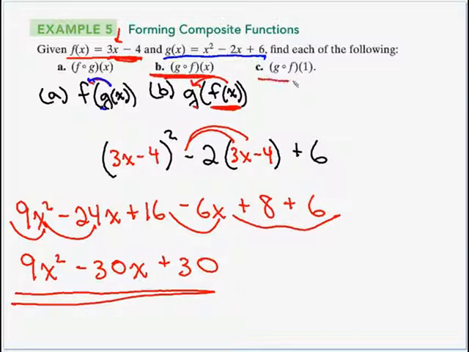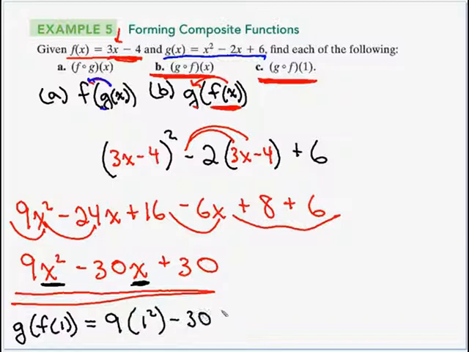And for letter C now, they just want us to run a 1 through there. G of f of 1. So g of f of 1 means I'm just going to put a 1 in for this x and this x. 9 times 1 squared minus 30 times 1 plus 30. And let's see, the minus 30 times 1, that'll be a negative 30 plus 30, so those wash out. And we're left with 9 times 1 squared, which is 9. And there's our final answer.